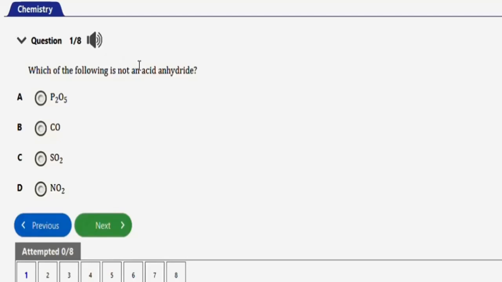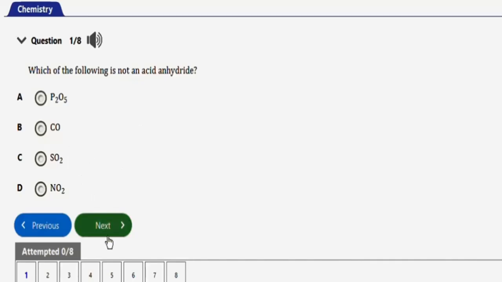The first question I have here says which of the following is not an acid anhydride. Now guys, acid anhydrides are simply oxides of non-metal, so they dissolve in water to give an acid. So we have these following options. We have option B, carbon monoxide, option C, sulfur oxide, option D, nitrogen oxide. So the right option to this question will be option B. Carbon monoxide is not an acid anhydride, it's a neutral oxide. So that's it for this question.